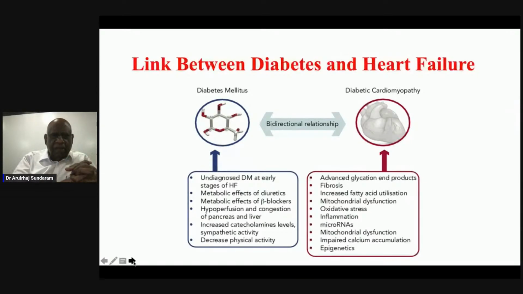On the diabetes side, there can be undiagnosed diabetes, metabolic effects of diuretics, metabolic effects of beta blockers, increased catecholamine levels, and decreased physical activity. In heart failure, you can't have regular physical activity. When there is reduced physical activity, insulin sensitivity is reduced and you have hyperinsulinemia and diabetes. And diabetic cardiomyopathy is an advanced stage, with fibrosis of the myocardium, mitochondrial dysfunction, and impaired calcium handling, all caused by diabetes, leading on to a diabetic cardiomyopathy and heart failure.